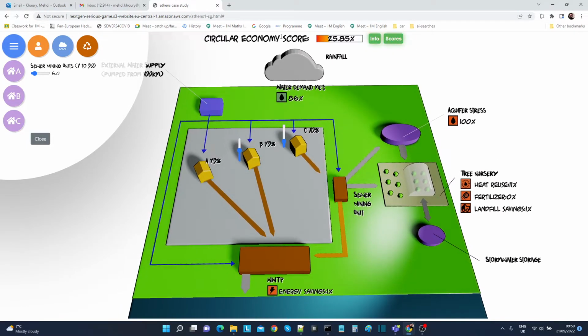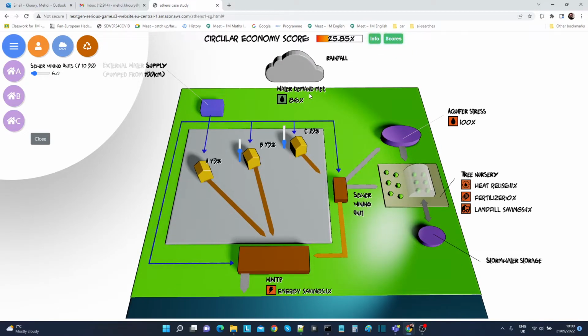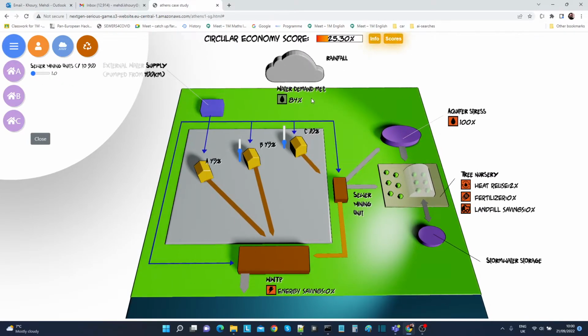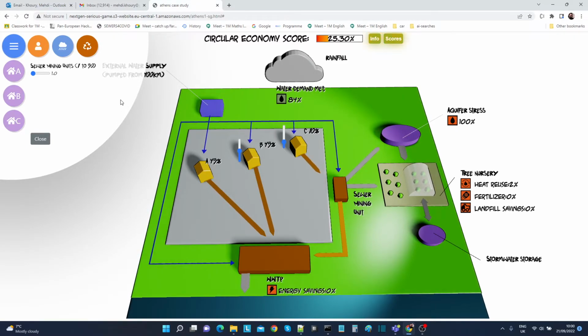Note that we have a marginal gain in our circular economy score. We improved from 25 something to 25.85%, so it's a marginal gain. And similarly, our water demand is 86% met, and initially, if I go back to 1, it was 84%. So we managed to save 2%, and we can meet the water demand a little bit better.